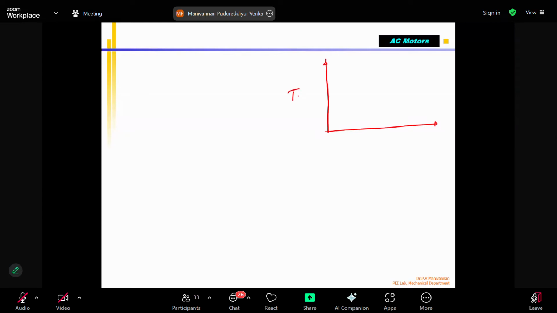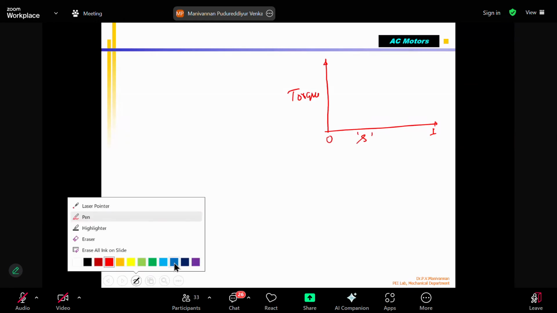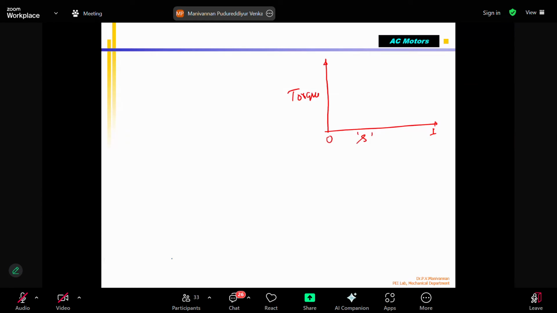So the torque is on the y-axis, and the x-axis is the slip. First we will talk about slip. Slip varies from 0 to 1. If you see the torque curve for an induction motor, sorry, extremely sorry, this end is 0, this is 1. Slip varies from standstill, which means 1.